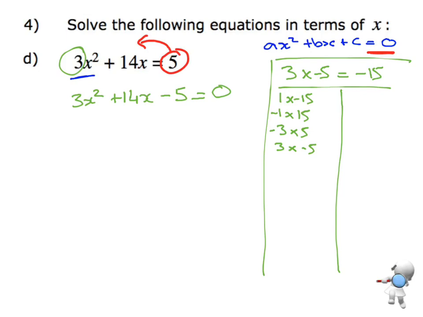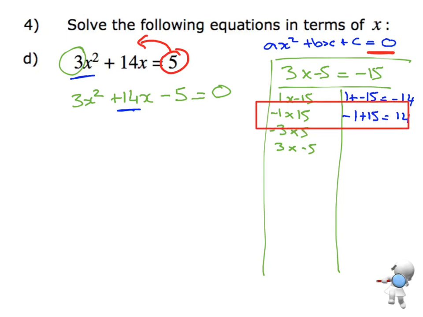Now I'm trying to see which one of these factors, when added together, will add to 14. So if I do 1 plus negative 15, that's going to give me negative 14, not the answer that I want, but negative 1 plus 15, that's going to give me the value of 14 that I'm looking for. So that tells me that this negative 1 and 15 is the combination I want.